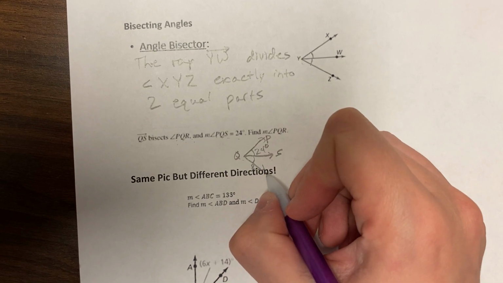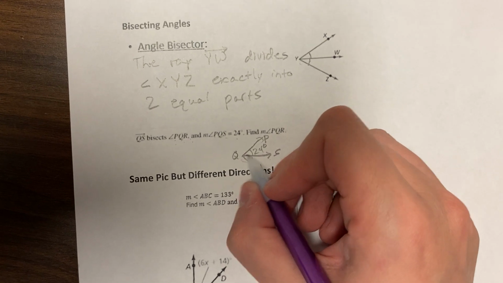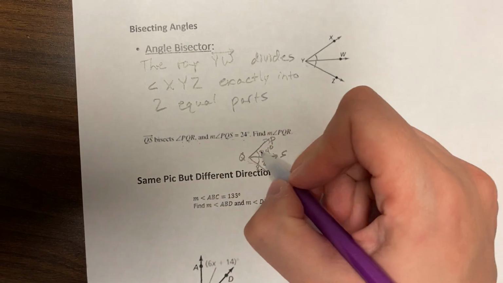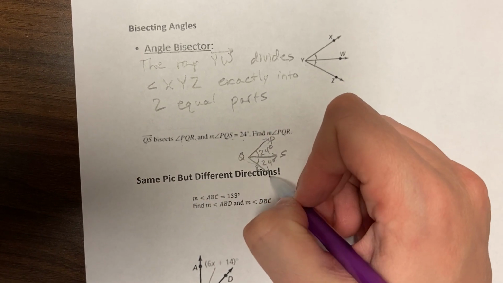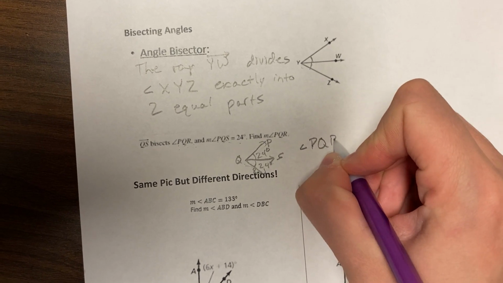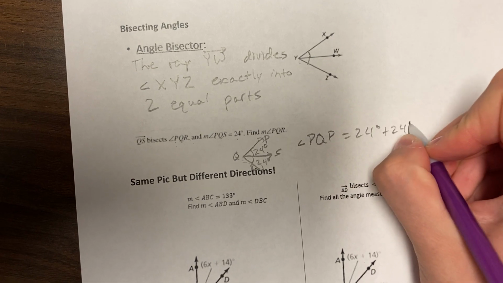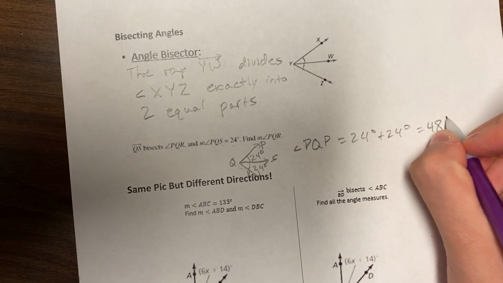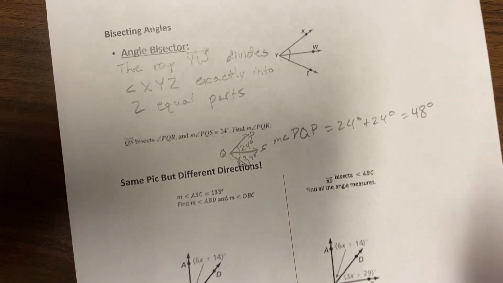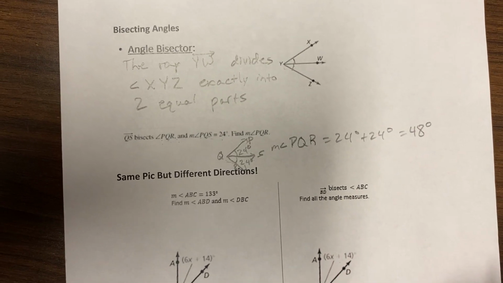So what is PQR, this whole one, equal to? So since we know this bisects it, that means this side is also equal to 24. So the whole angle PQR is equal to these two added together. So 24 degrees plus 24 degrees, which equals 48 degrees. So the measurement of angle PQR is 48 degrees.